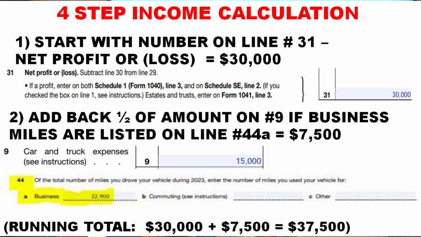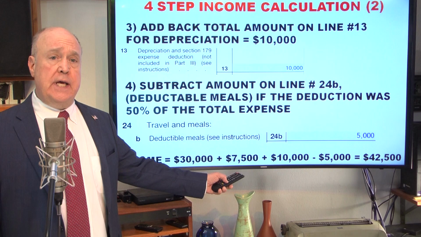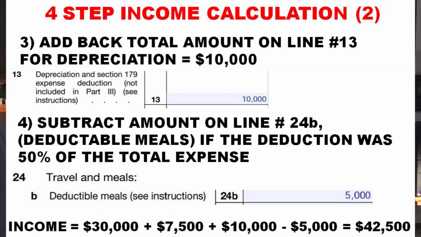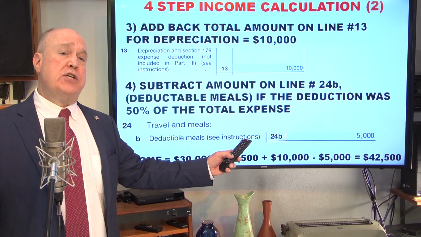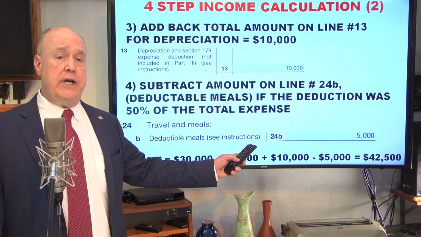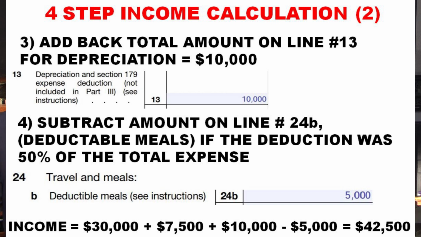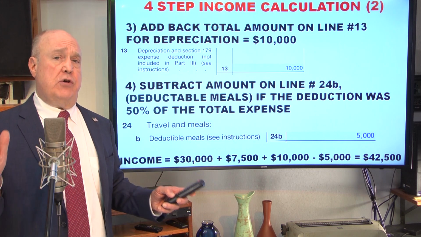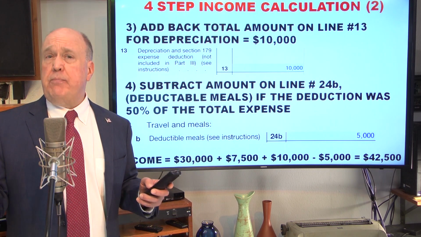So now we're up to $37,500. Next, they're going to look to see if you took any depreciation. And in this example, there was $10,000, so I'll add that in. And finally, they'll look at the deductible meal expense on line 24B. Now, assuming that that expense is only 50% of the cost, then they'll subtract that expense from the income and come up with a final number of $42,500. Once again, I can't promise you every single lender will do it this way, but it should be something close.